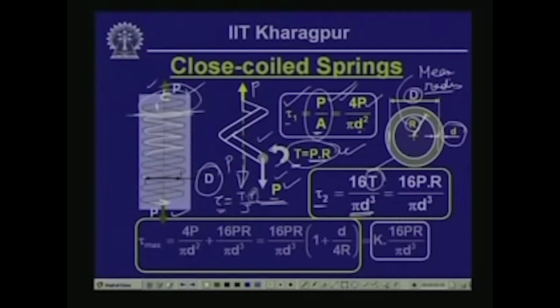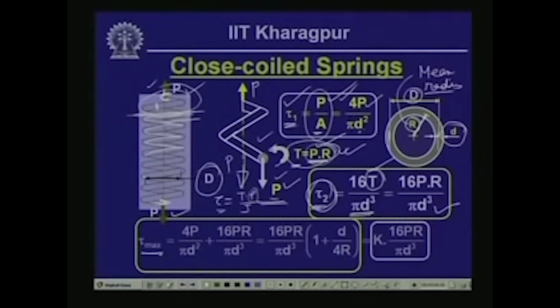The value of T, the twisting moment in this case, equals P times R, where P is the force acting through the axis of the spring, and R is the mean radius of the spring coil. So P times R is the twisting moment acting in the spring wire. If we replace T with P times R, this becomes 16 P R by pi d cube. The total shearing stress that the wire is subjected to is the combination of two shearing stresses, tau 1 and tau 2.